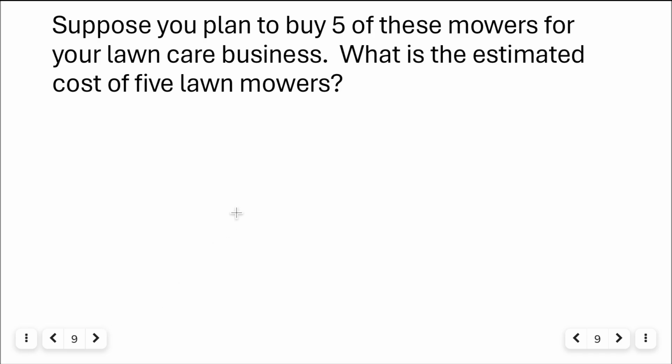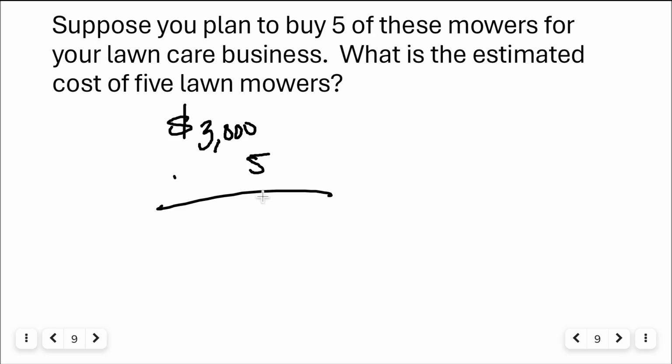All right, now suppose you wanted to buy 5 of these mowers. Okay, what is the estimated cost of 5 lawnmowers? Well, each lawnmower costs $3,000, and I want to buy 5 of them. So I'm going to take 3,000 and multiply by 5.